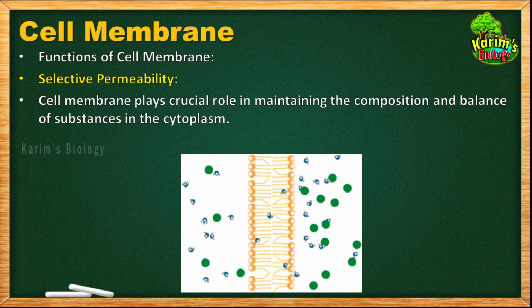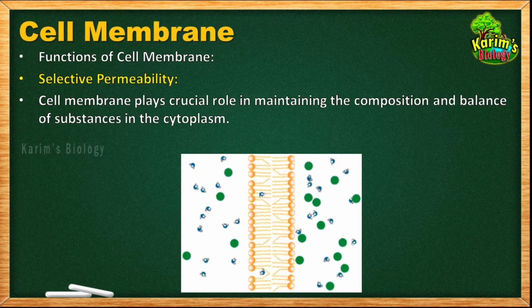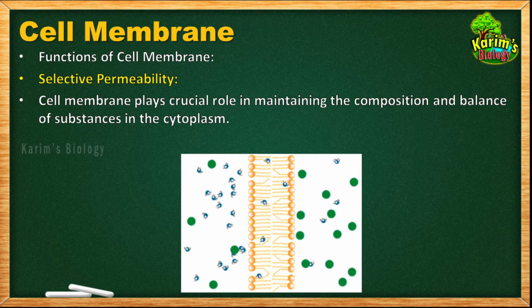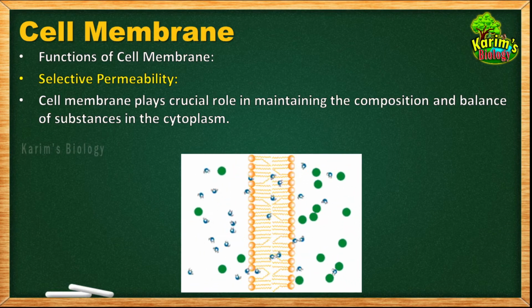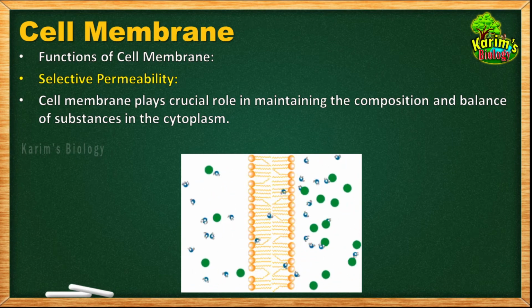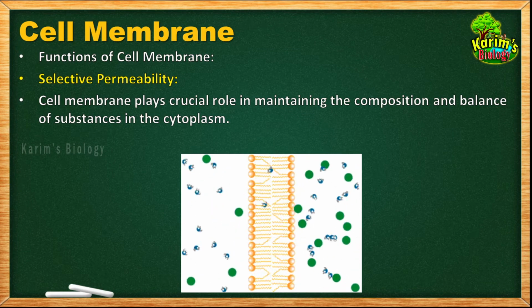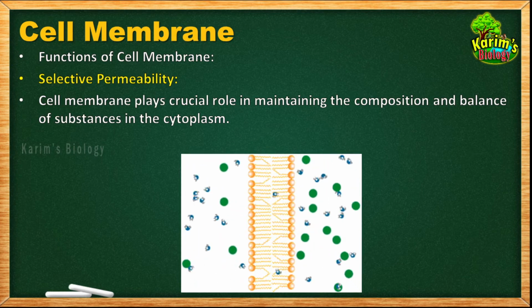And do you know how the composition within the cytoplasm will be disturbed? It will be disturbed when any material from outside enters into the cytoplasm, or if any material goes out of the cell from the cytoplasm. That's the reason why it is very important to control the entry and exit of any material into the cell. Are you understanding my point?